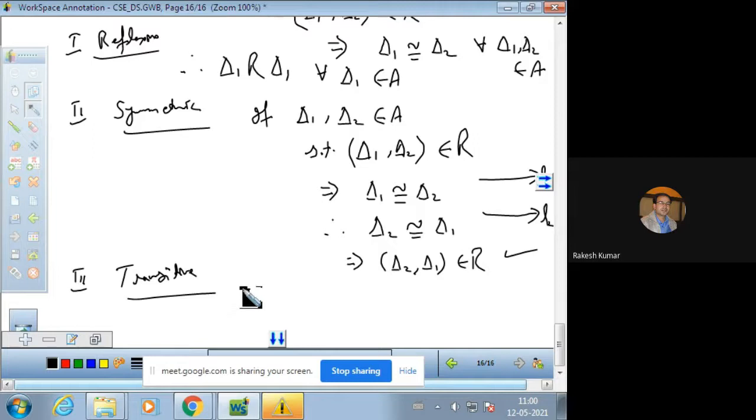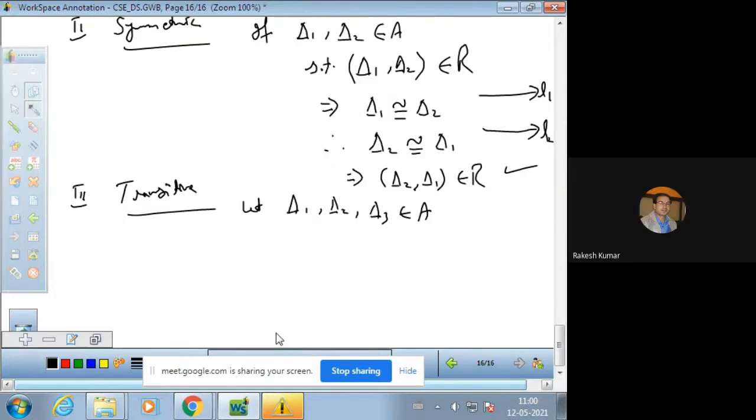So for transitivity, let us take three triangles, delta 1, delta 2, delta 3 belonging to the set A, so that delta 1 is related to delta 2. Whether we write it as an ordered pair or like this, both have the same meaning. And delta 2 is related to delta 3.